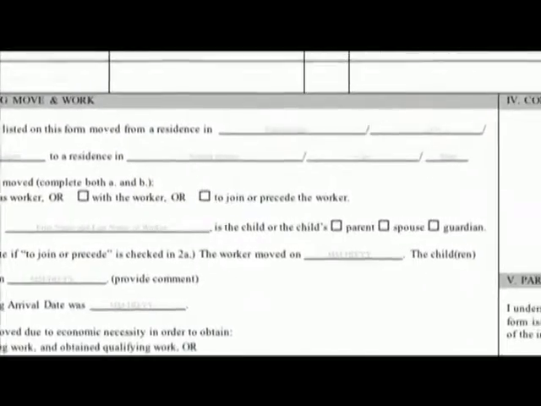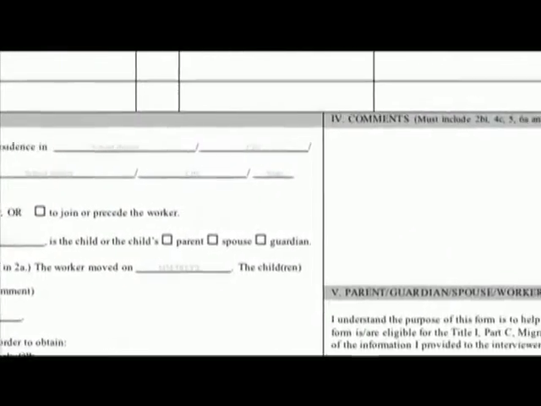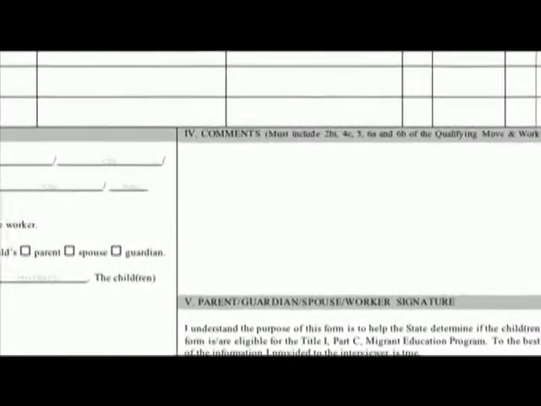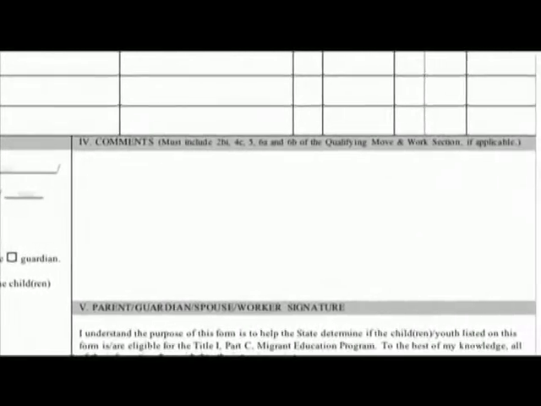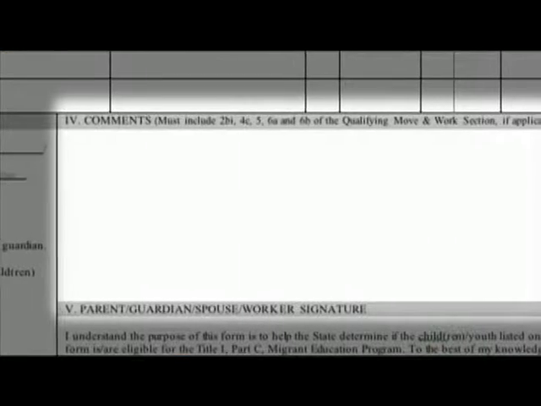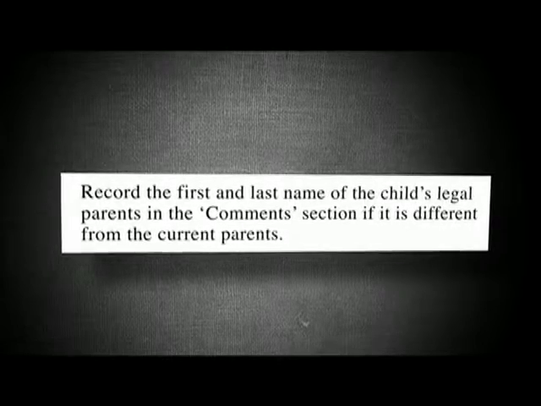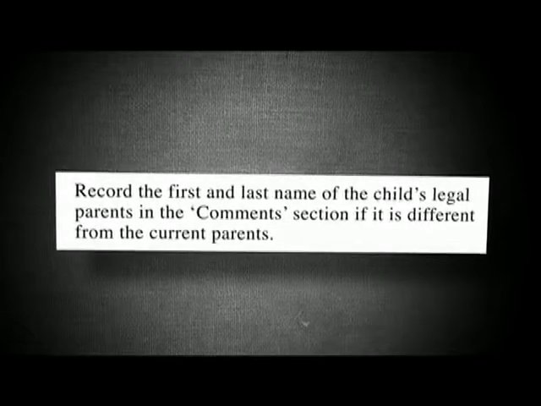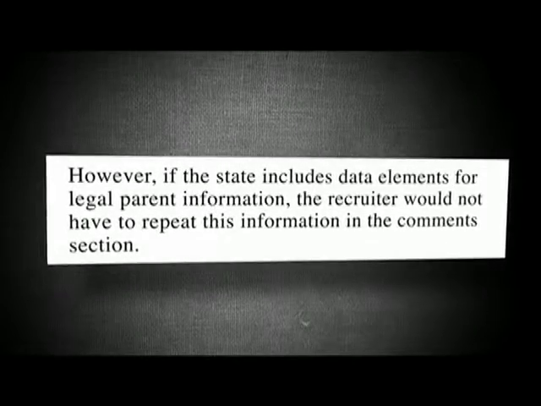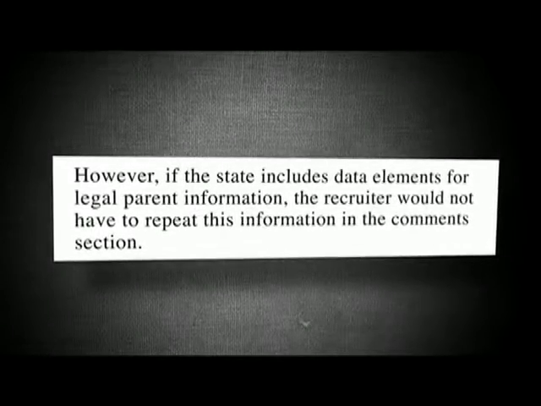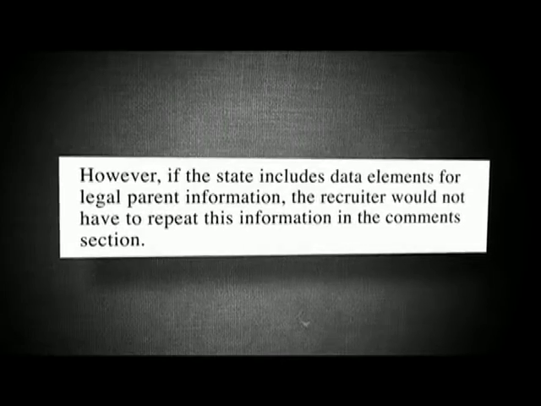With the exception of the qualifying move and work section, if the instructions ask for additional information in the comment section, and the state has required this information as a state data element, the recruiter does not need to provide the information again in the comment section. For example, the instructions prompt the recruiter to record in the comments section the first and last names of the child's legal parents if different from the current parents.